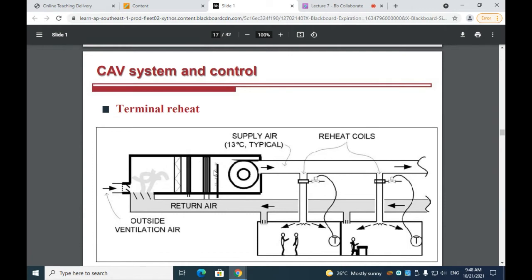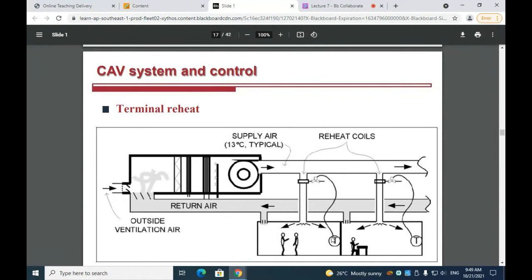For the air handling unit, for different zones, their supply air right after the air handling unit will remain the same. However, for different zones, in order to realize individual zone control, the required supply temperature for different zones might not be the same. So this is where the reheat coil comes into play.